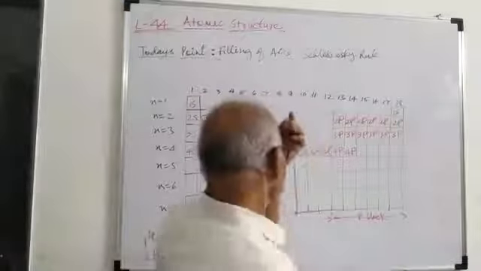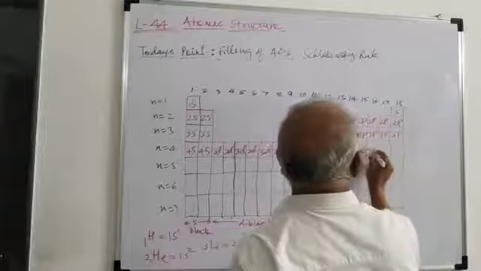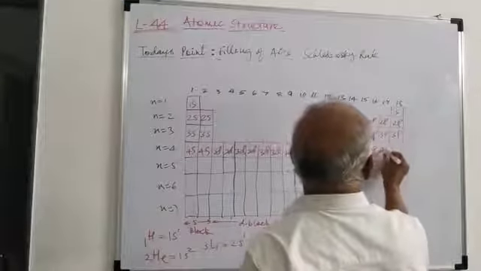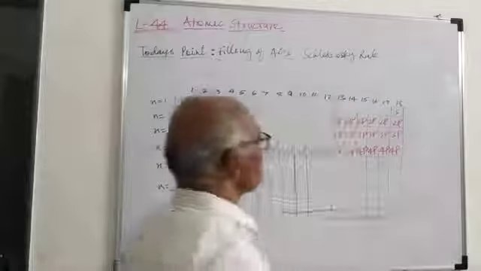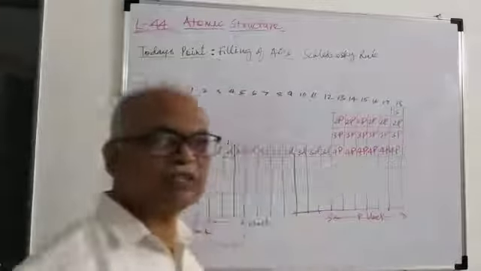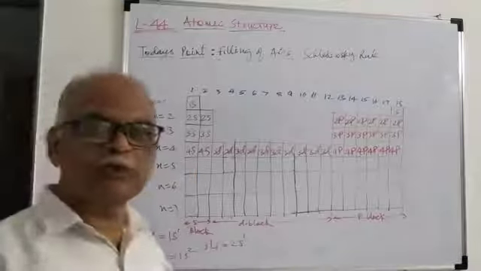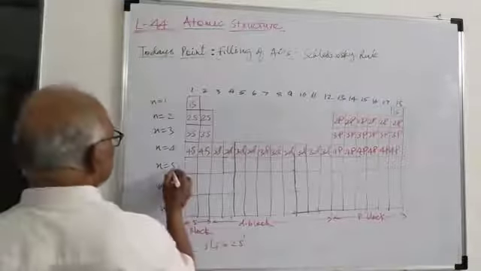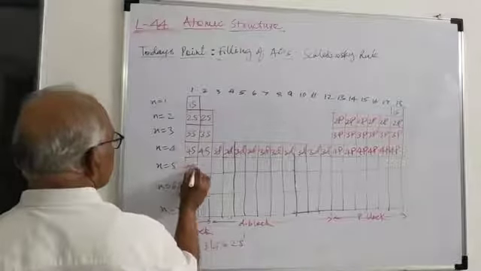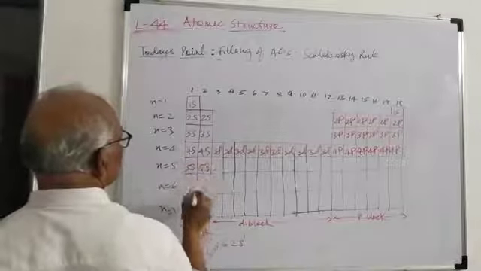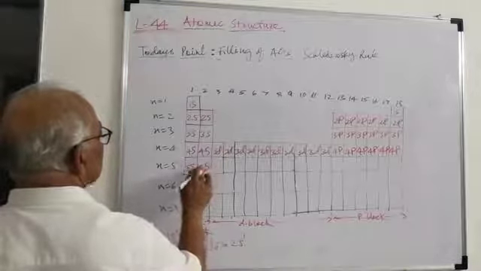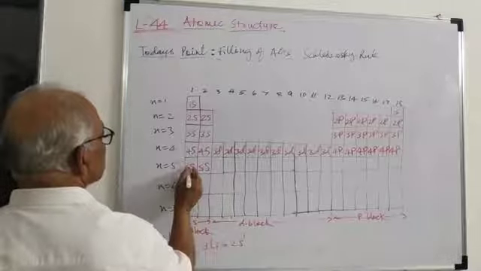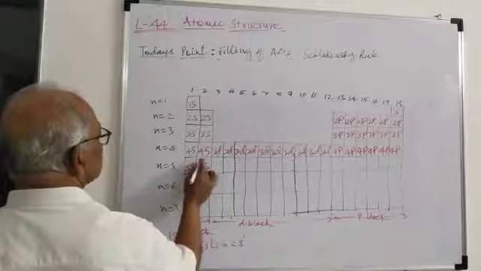So in this way the 4p orbital is also occupied. Now there is no more space in this 4p, so the next electron will go into the 5s. The 5s with first electron, 5s with second electron.